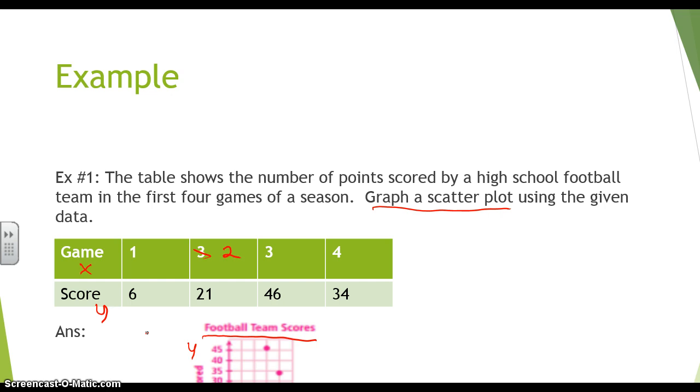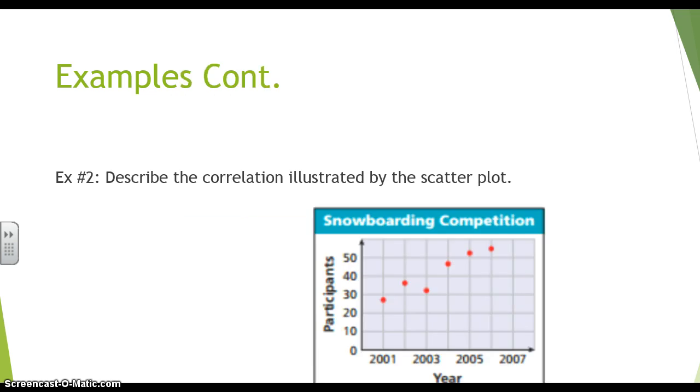With scatter plots, you do not connect the points. The points just stay as individual plots, like a discrete graph that we learned about in section 4.1. The second example wants us to describe the correlation seen in the scatter plot. So the type of correlation we're going to think about: is it a positive correlation, is it increasing? Is it a negative correlation, are the points decreasing? Or is there no correlation, meaning are there points scattered all over the graph?